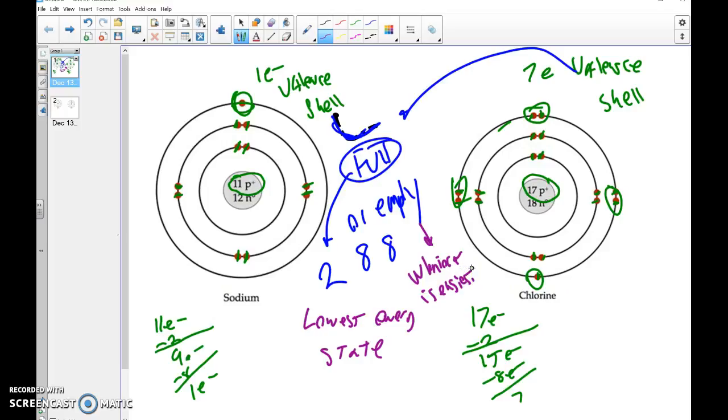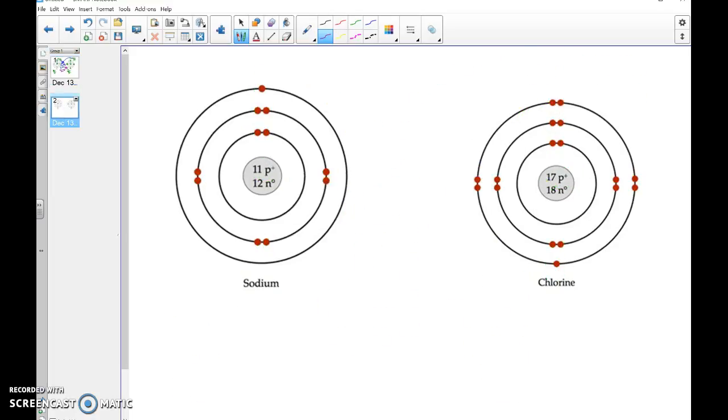Okay? So sodium has 1 electron in its valence shell. It wants either a full or an empty valence shell. So it is either going to lose or gain electrons until that valence shell is full or empty. Chlorine has 7 valence electrons. It wants either a full or empty valence shell, and it will gain or lose electrons to get to one of those statuses. So let's take a look at these again, right? Sodium has 1 valence electron. It is going to be easier to lose that valence.